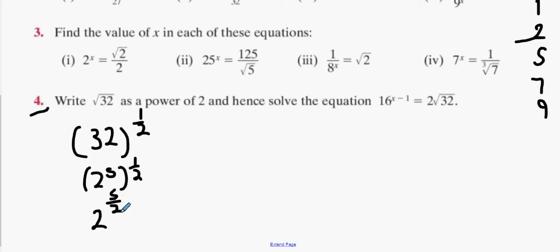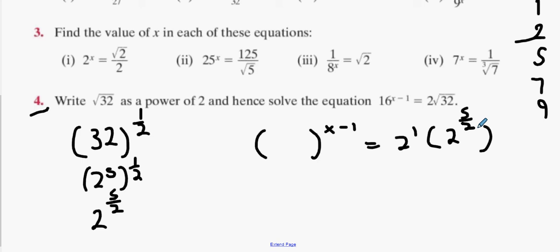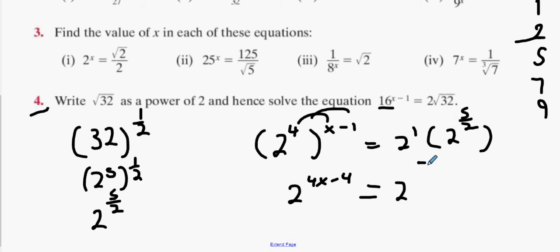Real good. Now, I'm going to have 16 to the power of x minus 1. I'm going to have 2 times what I changed root 32 into, which is 2 to the power of 5 over 2. Well, I'm just going to shift back 16. What will I get? 2 to the power of 4, multiply 4x minus 4. Add 1 plus 2.5 gives you 3.5.